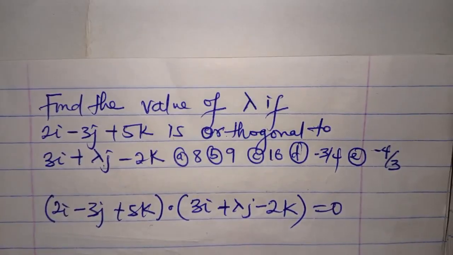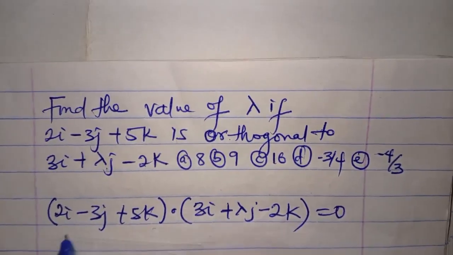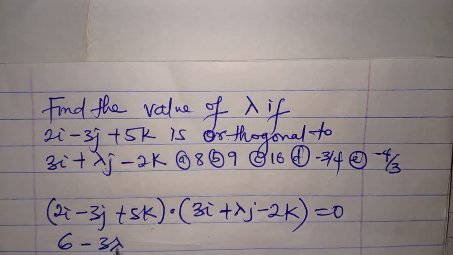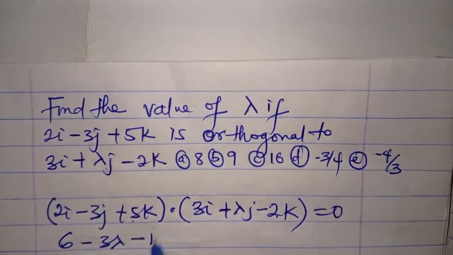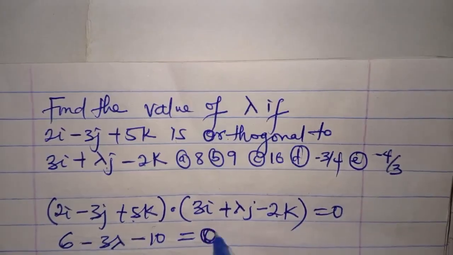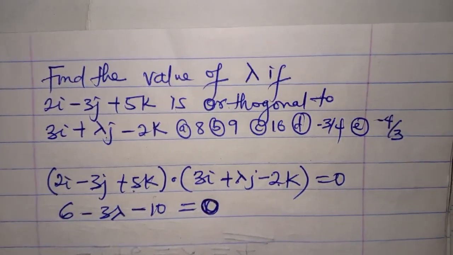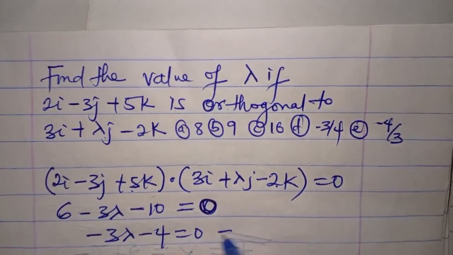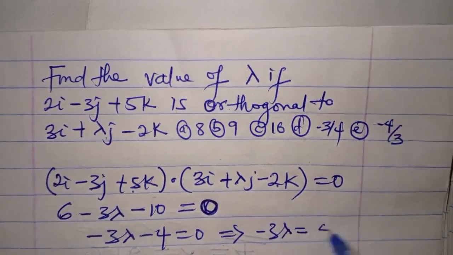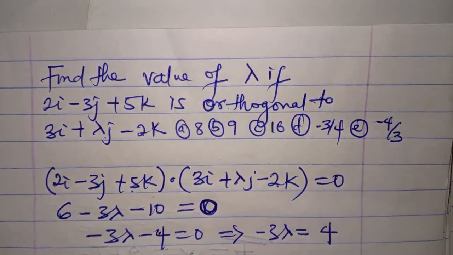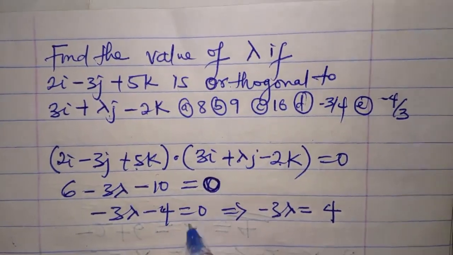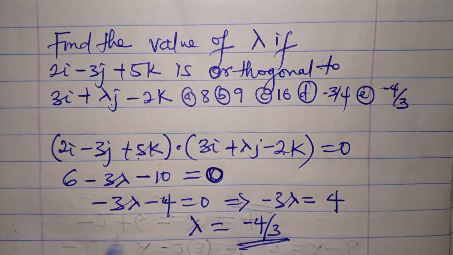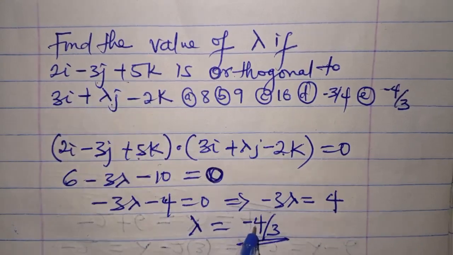We multiply corresponding coefficients. 2 times 3 is 6, minus 3 times plus lambda is minus 3 lambda, 5 times minus 2 is minus 10, and this product is equal to 0. 6 minus 10 is minus 4, so we have minus 3 lambda minus 4 equals 0. So minus 3 lambda equals 4. By the time 4 crosses to the right, dividing both sides by minus 3 yields lambda equal to minus 4 all over 3. So the value of lambda for which these two vectors are orthogonal is minus 4 all over 3.